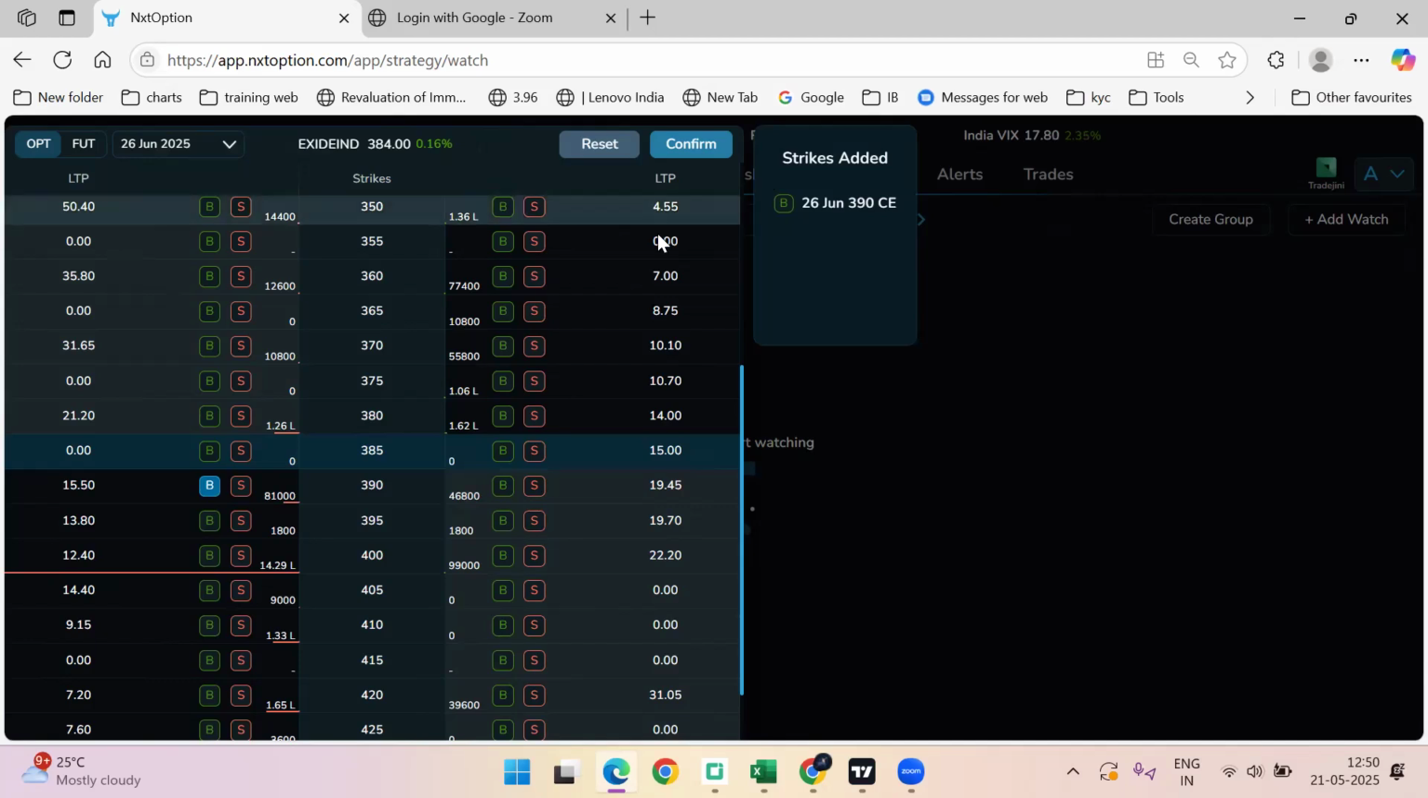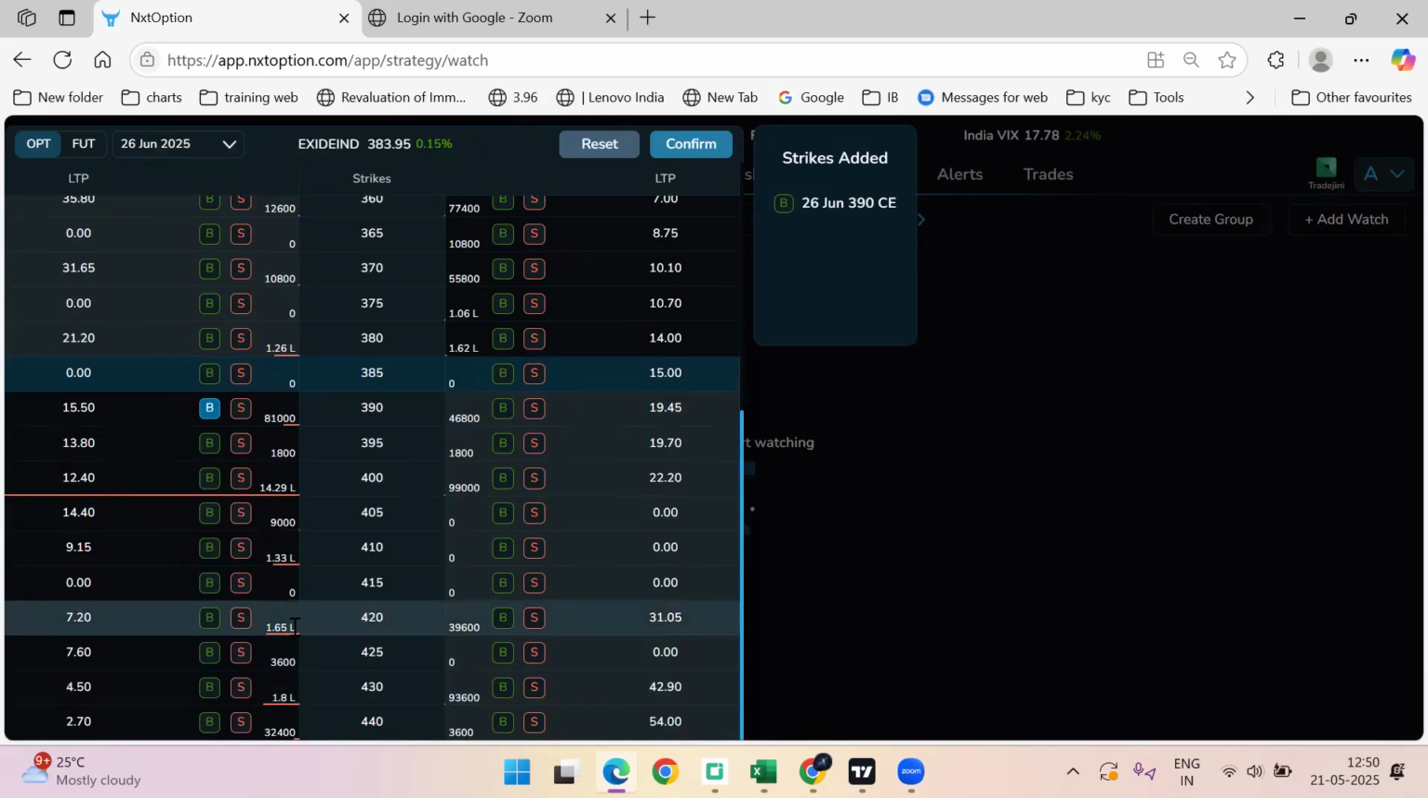Okay. Now if you buy a 390 call, the premium would be around 15 rupees 50 paise. That would be your max loss if the market doesn't go up. Now, in order to reduce this risk, I would look for an option with decent open interest. I see decent open interest around 430 levels and 420 levels. At 425, I don't see much open interest, though that is our resistance area. So I can choose 420, which has 1.65 lakh open interest.